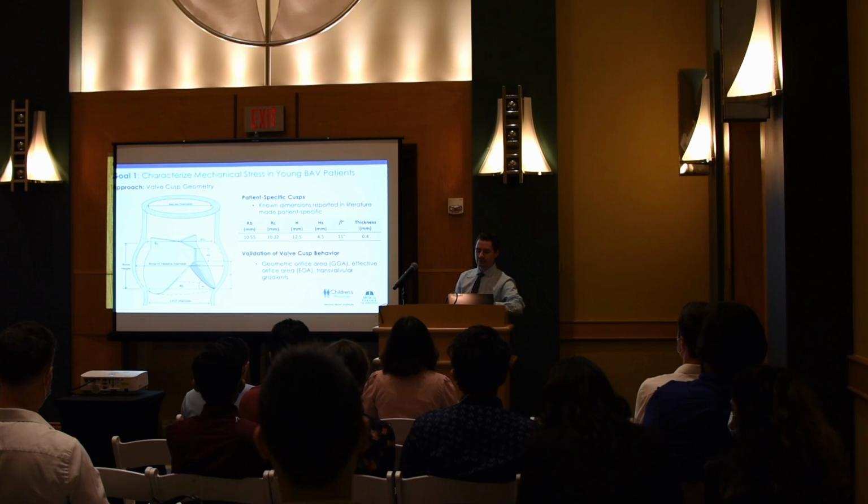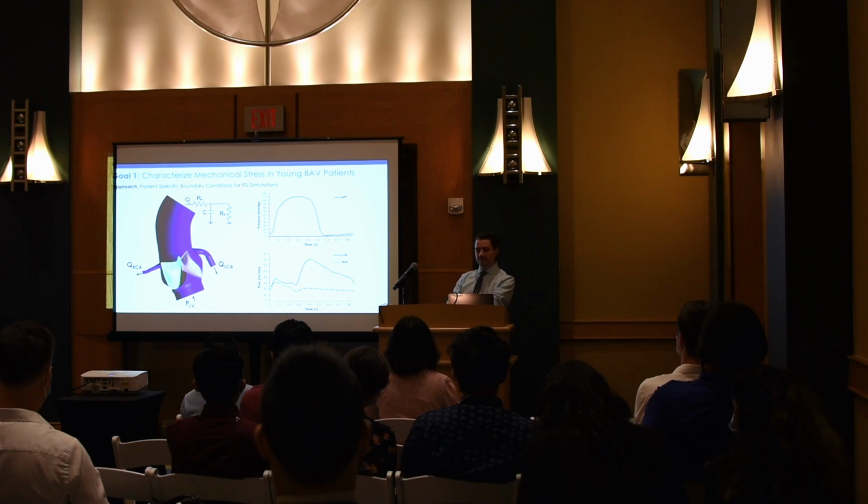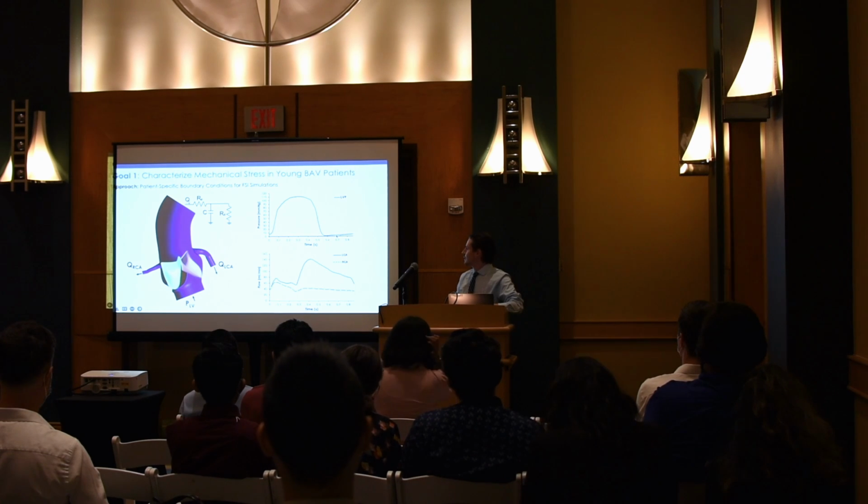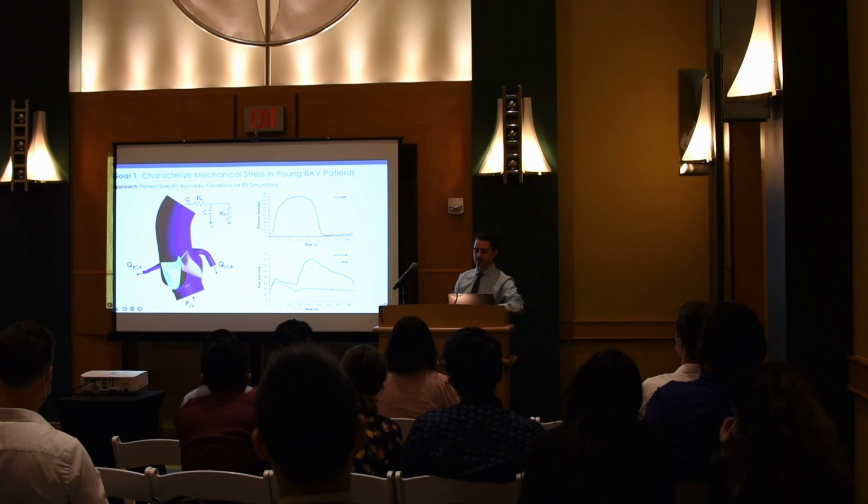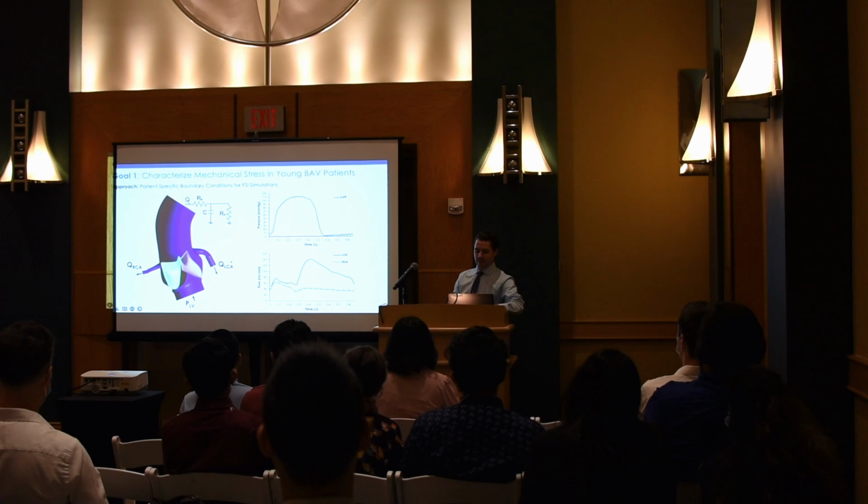And then the opening and closing behavior of the cusps is validated using a series of metrics like geometric orifice area, effective orifice area, and the transvalvular pressure and velocity gradients. And then to replicate the physiologic flow and pressure conditions, we impose a left ventricular pressure waveform made patient-specific based on their reported blood pressures in clinic, as well as the inflow data from phase contrast MRI imaging. And then at the aortic outlet, we impose a Windkessel model to represent downstream systemic resistance. And additionally, our model accounts for coronary flow, which is important because coronary flow conditions can affect the flow in cusp sinuses and ultimately along the cusp surface.